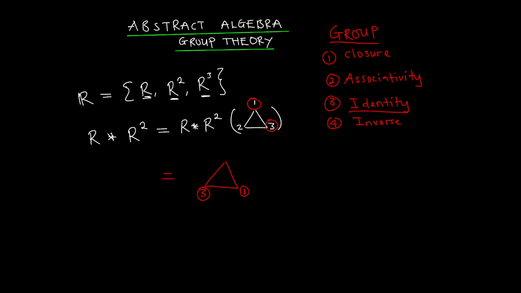And then you take the 2, you move it 1, 2. So the 2 will be there. So we've done r squared. We've rotated the triangle twice, or we've done a 240 degrees rotation.